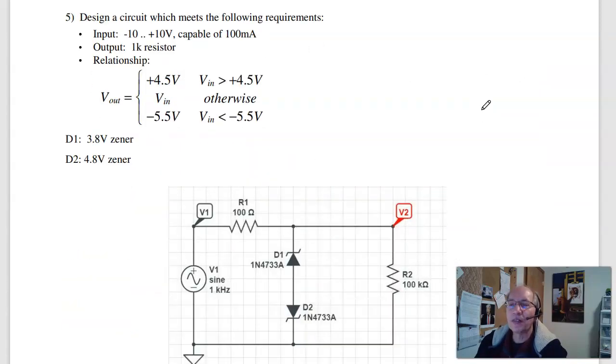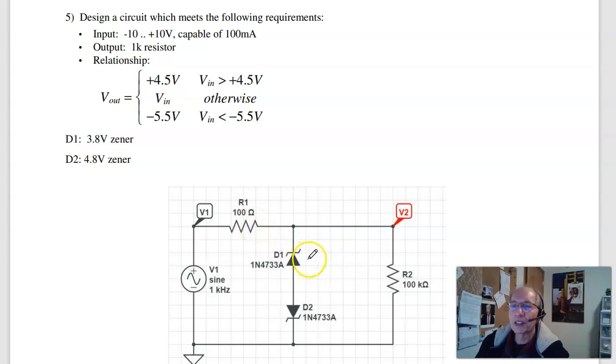Problem 5 is design a circuit that clips at plus 4.5 and minus 5.5. And here's one way to do it. This is something small. What I want is V2 to equal V1 when the zeners are turned off. By voltage division, it's not quite the same, but it's 99.9% the same.